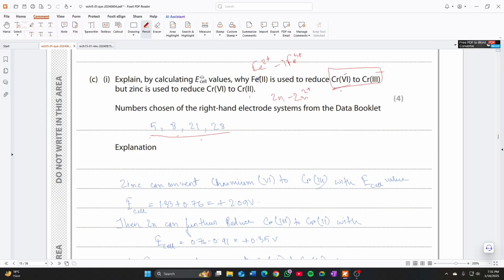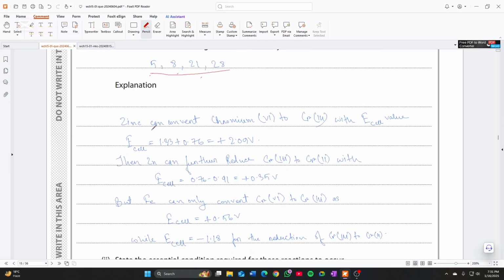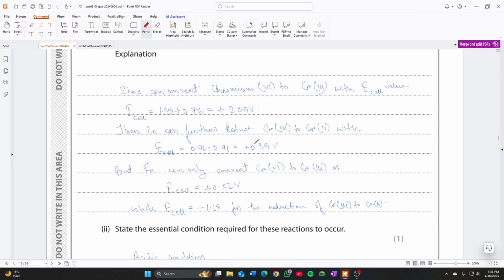And why is iron 2 used for converting chromium 6 to chromium 3 but not for chromium 6 to chromium 2? Zinc can convert chromium 6 to chromium 3 because the E cell value for this reaction would be plus 2.09. So this is thermodynamically feasible. And Zn can also reduce chromium 3 to chromium 2 because then the E cell value would be plus 0.35 volt. So this is also thermodynamically feasible.